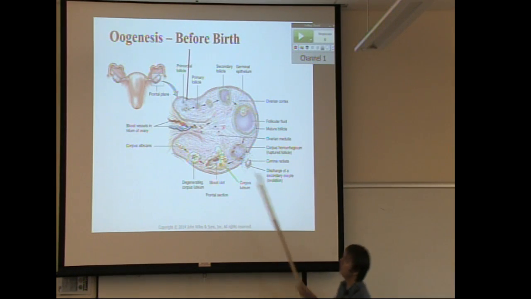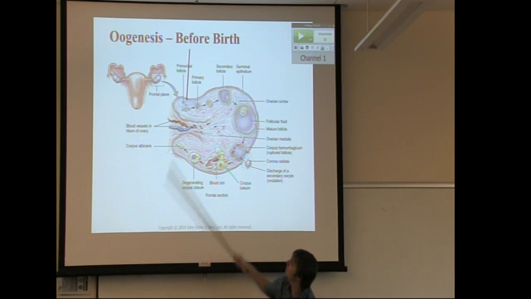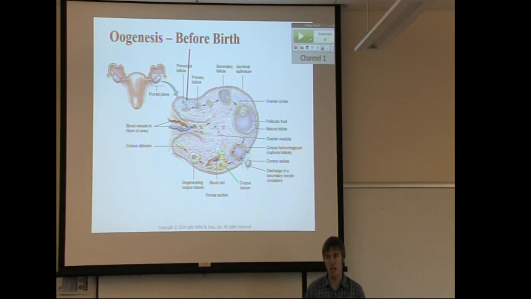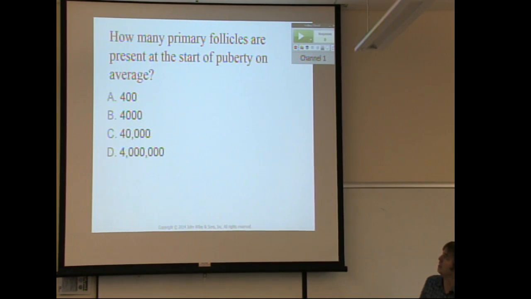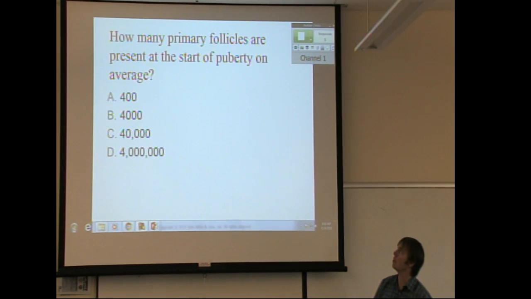So all over the ovaries, very small, and they just kind of stay that way until puberty. Nothing really happens to them, they're just kind of hanging out. And all these other stages that we're going to talk about will be after puberty, it'll happen. All right, if you had to guess, how many primary follicles are present when you start puberty, do you think?